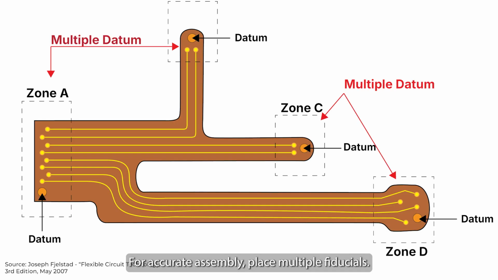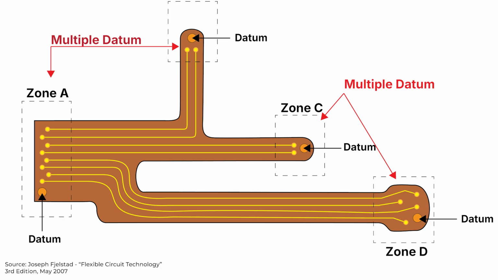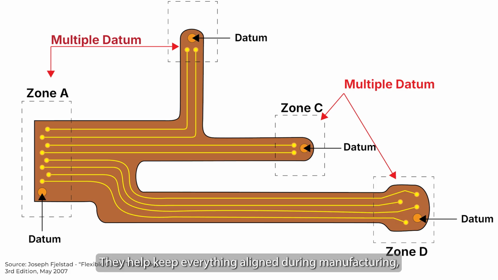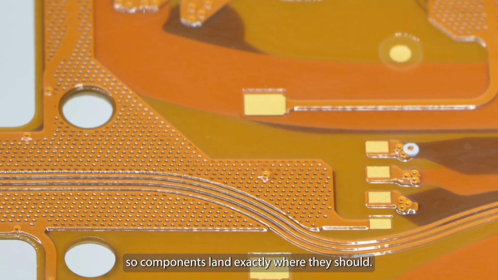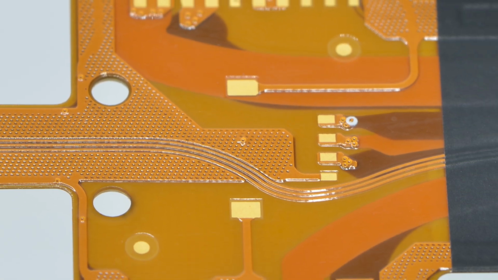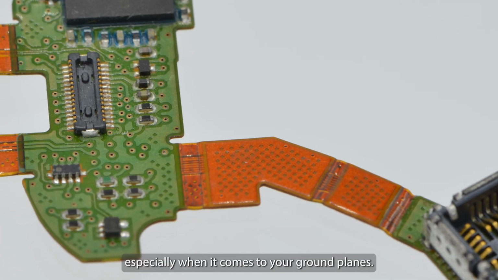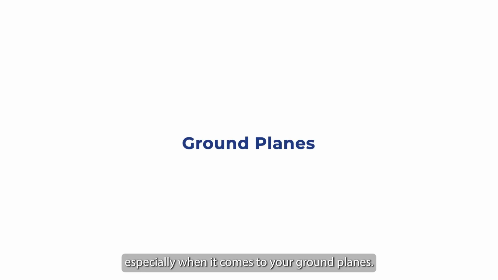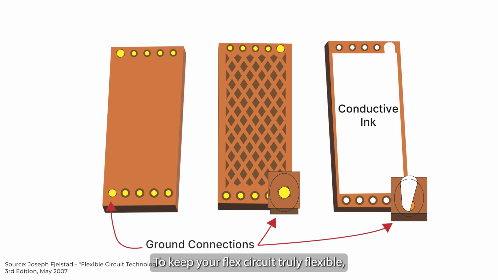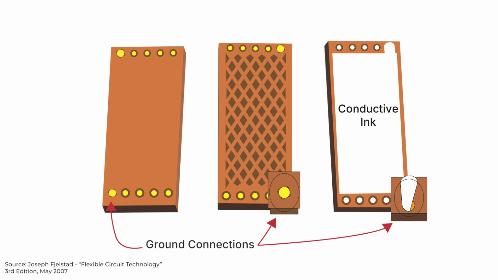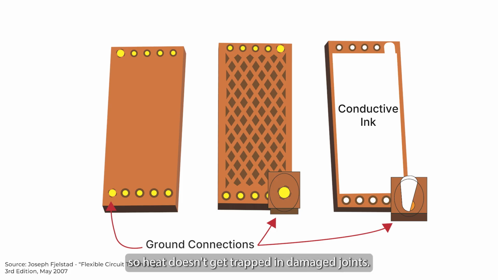Next up, tolerance and alignment. For accurate assembly, place multiple fiducials. They help keep everything aligned during manufacturing so components land exactly where they should. And while you're designing for precision, don't forget about flexibility, especially when it comes to your ground planes. To keep your flex circuit truly flexible, crosshatch the ground planes. And during soldering, use thermal reliefs on ground connections so heat doesn't get trapped and damage joints.